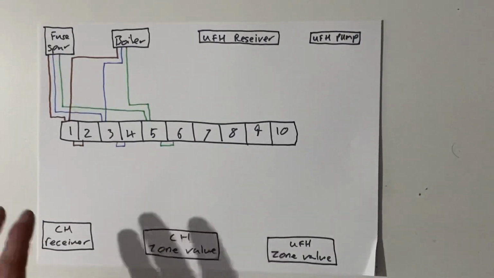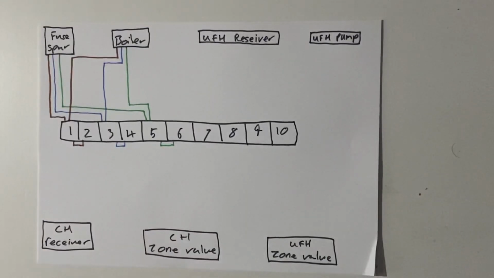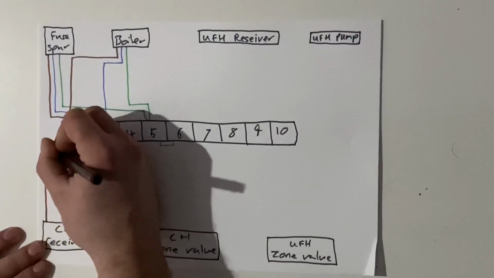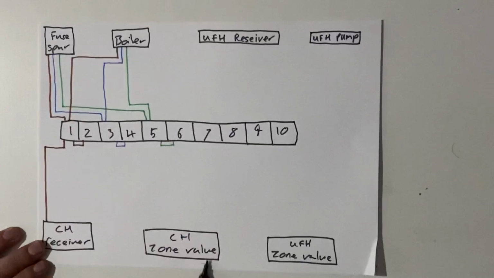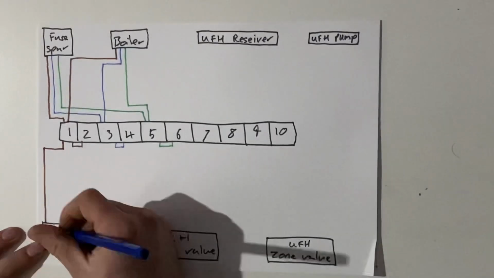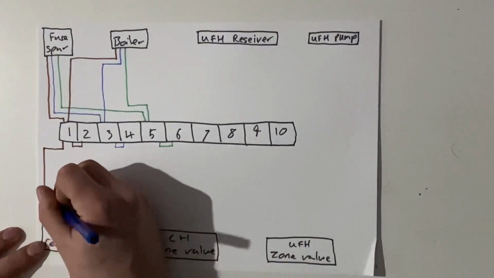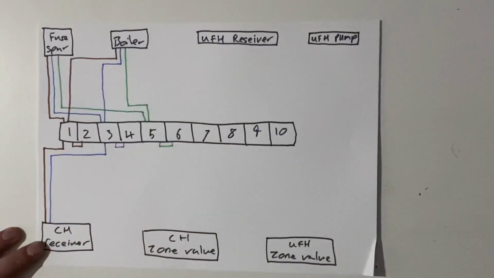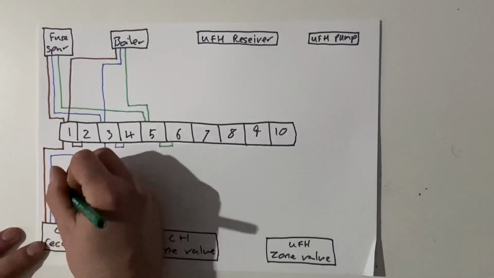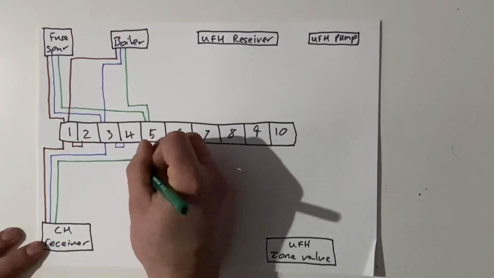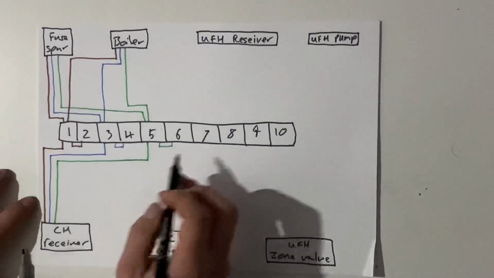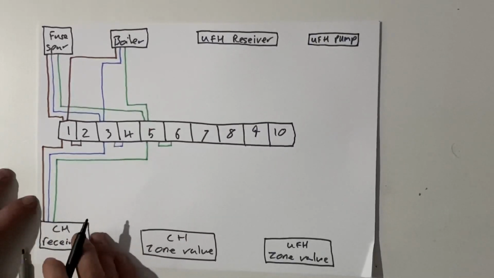So we'll start with the live first of all. So we have a permanent live, which will connect to port 1. We have a neutral, which will connect to port 3. And then the earth, which will connect to port 5. And out of there we'll have our common and switch live. So our common is going to port 7 and our switch live is going to port 9.